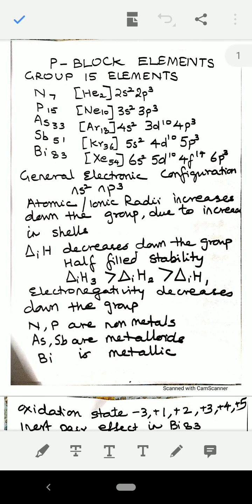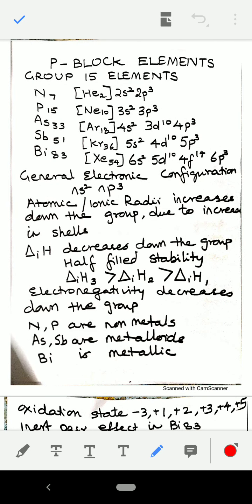P block elements. We are going to talk of group 15, 16, 17 and 18. This comes under chapter 7 for class 12. In group 15 elements, there are 5 elements: nitrogen, phosphorus, arsenic, antimony and bismuth. The general electronic configuration is ns2np3.